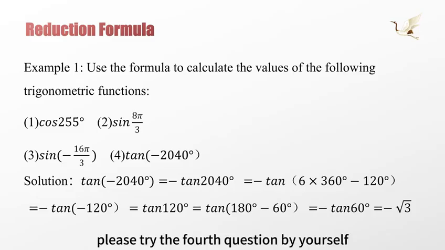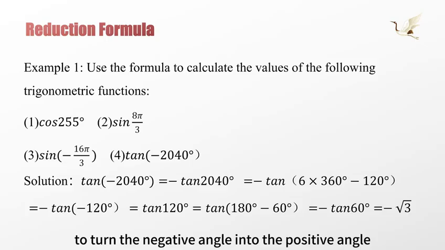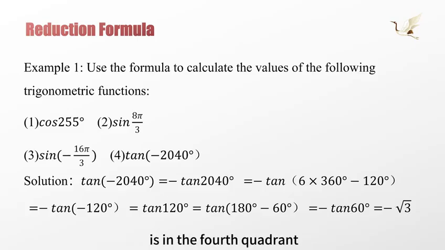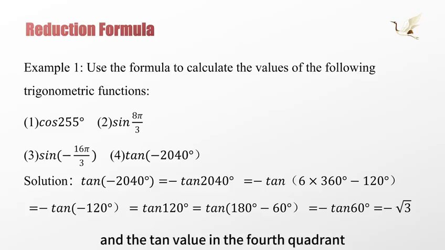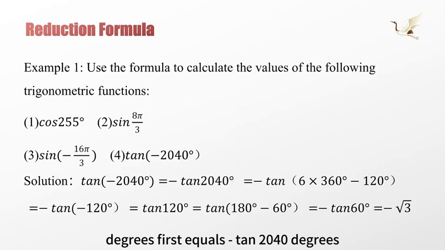Please try the fourth question by yourself. In the fourth topic, the angle still has a negative angle, so our first step is still to turn the negative angle into the positive angle first. If 2040 degrees is regarded as an acute angle alpha, the terminal edge of negative alpha is in the fourth quadrant, and the tangent value in the fourth quadrant is negative. Therefore, tangent negative 2040 degrees first equals negative tangent 2040 degrees.